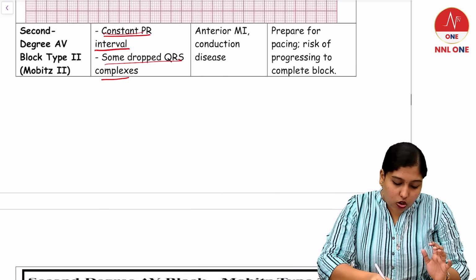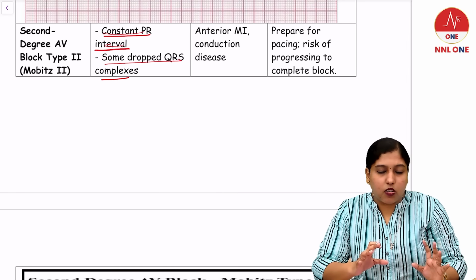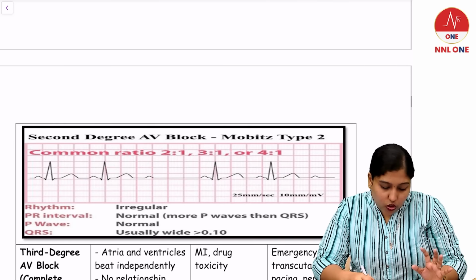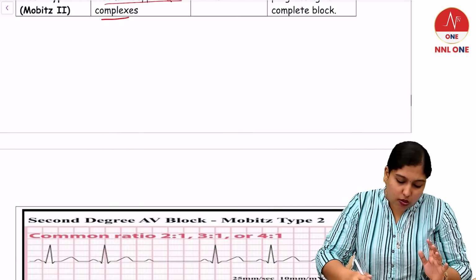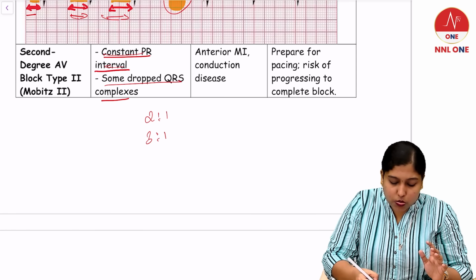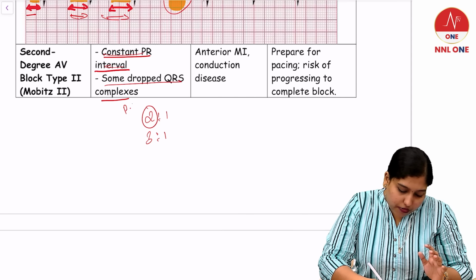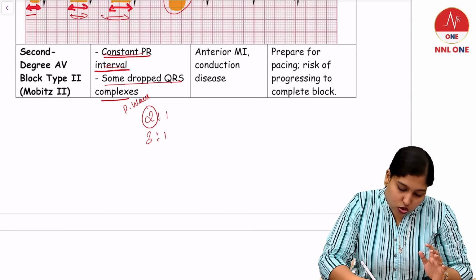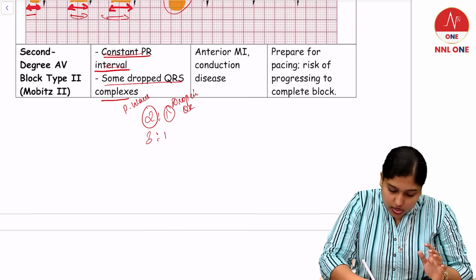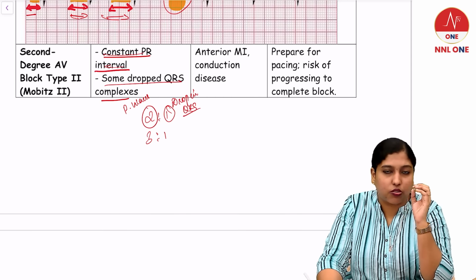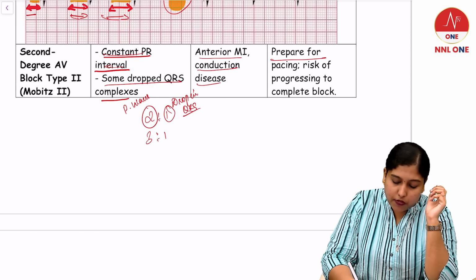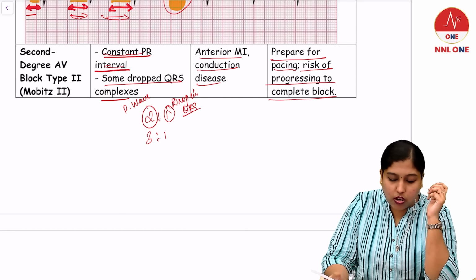So that is called a constant PR interval, but there is a drop in the QRS complex, which is so drastic. That is where we are terming it as 2:1 and 3:1 block. What is meant by 2:1 or 3:1 block? It means for every 2 P waves, there is a drop in 1 QRS. So that is termed as a 2:1, 3:1 block. The causes are anterior MI and conduction disease. Prepare for pacing, as there is a risk of progressing to complete block.